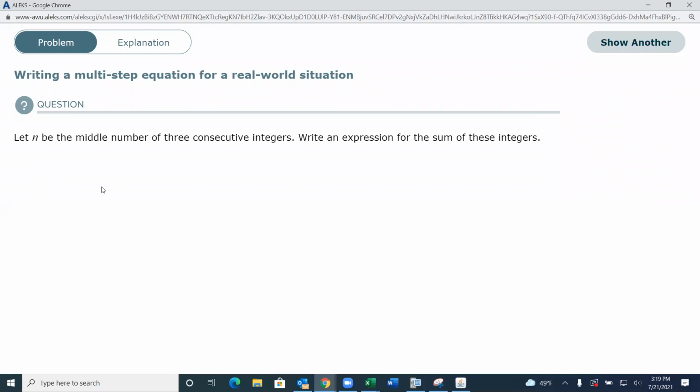All right, n is the middle number of 3 consecutive integers. Write an expression for the sum. We're not going to figure out what the integers are because we don't have enough information, and secondly, it doesn't ask us to. It just says write an expression that shows the sum, but doesn't tell us what the numbers are. Consecutive integers are like 29, 30, 31, or 18, 19, 20, just consecutive in order, without skipping any integers.